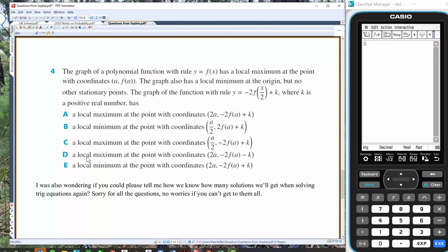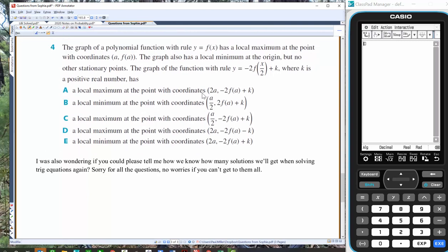All right, the graph of a polynomial function with a rule has a local maximum at the point with the coordinates A, f of A, a local min at the origin, but no other stationary points. All right, so let's have a look at it. So it's got a local minimum at the origin and no other stationary points. So it's minimum at the origin, local maximum at A, f of A. Right, so there's our function.